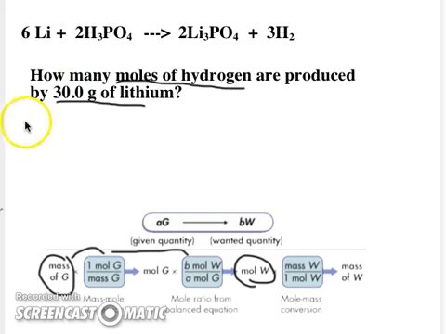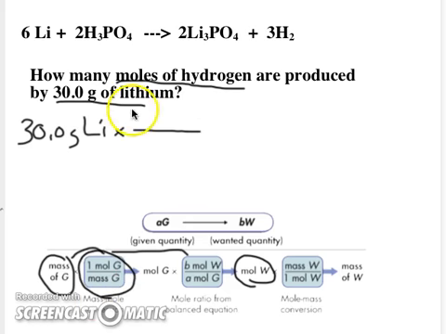All right, so 30.0 grams of lithium as our starting point. So the first conversion will look like this. So it'll be 1 mole of lithium, and we put the molar mass of lithium from the periodic table on the bottom. Okay, and the molar mass of lithium is 6.9 grams. Okay, so there's the first step.